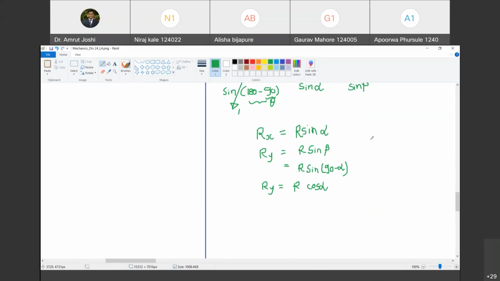Are you with me? Yes. So let me express these components in terms of beta. So what can I write about Rx? Rx is equal to R sin (90 minus beta). Do you agree with me? Yeah. Because alpha is 90 minus beta. So what can you say about Rx? Rx is R cos beta. Are you with me? Yes. And Ry is R sin beta. वो तो है ही. Yes.